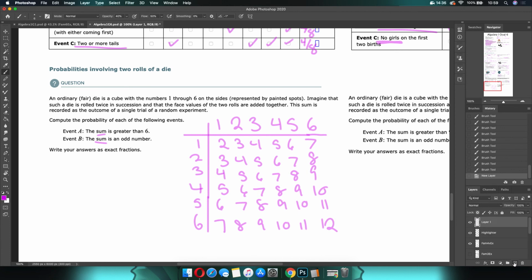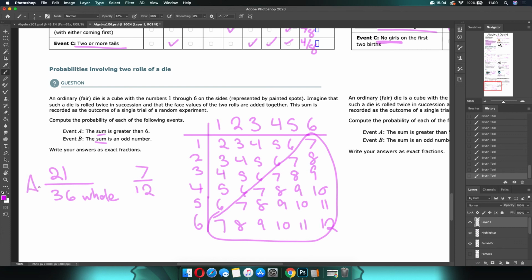So what we want to do now is figure out sum greater than 6. So sum greater than 6 are all of these. So how many are there? There are 36 total. That's our whole. And how many are there? 1, 2, 3, 4, 5, 6, 7, 8, 9, 10, 11, 12, 13, 14, 15, 16, 17, 18, 19, 20, 21. Those are both divisible by 3, so that's going to be 7 out of 12. So that's the probability of event A.